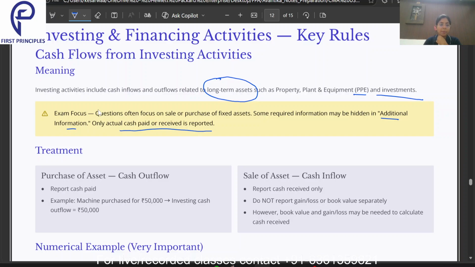Now what is the treatment? Purchase of an asset is a cash outflow, because the asset is coming in, and you are giving cash out for that. So that is termed a cash outflow. Sale of an asset is a cash inflow, because cash is received. We do not report gain or loss or book value separately. However, book value and the gain or loss may be needed to calculate the cash received.